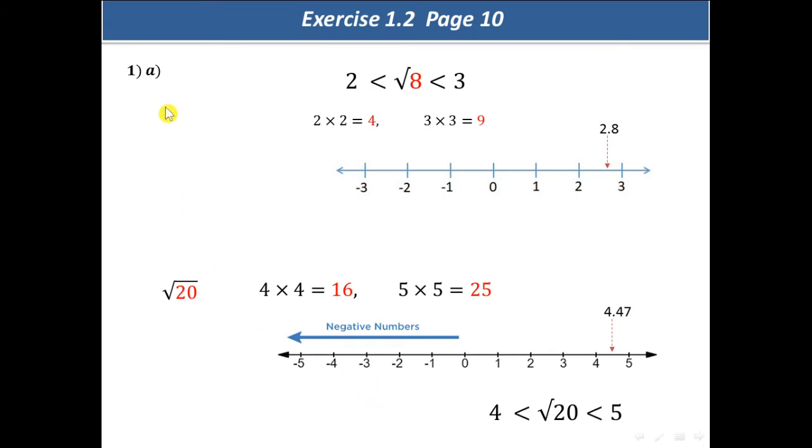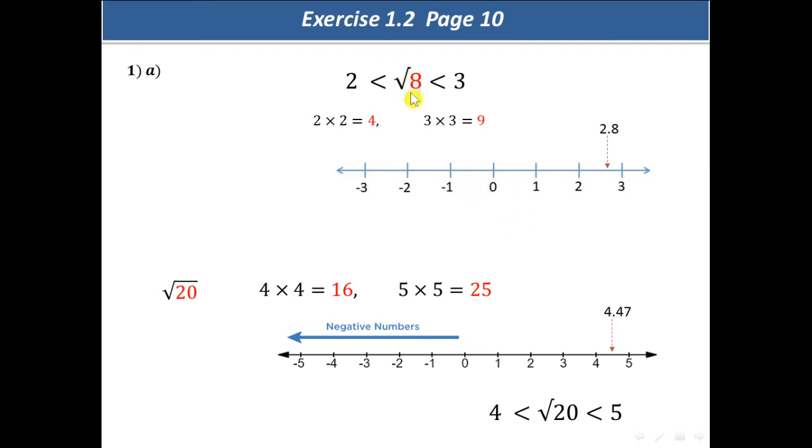Okay, question number 1a, the question in the book is like that. I want you to do something like this here. The square root of 8. Where is it? Because I don't know the square root. You don't have to find the square root first. You have to find the position on the number line. Where is the position of the square root of 8?